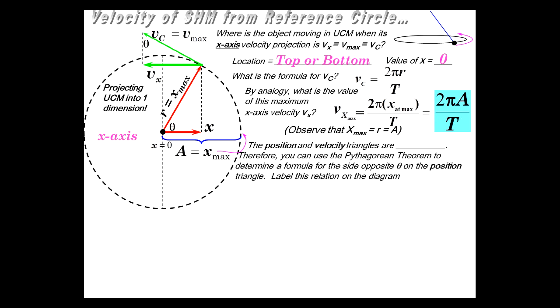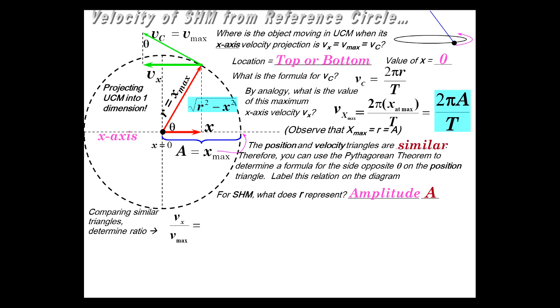Now, the position and velocity triangles. What can you say about this triangle and this triangle? That's right, they are similar. So you can use the Pythagorean theorem to, first of all, it's a 90-degree angle. So you can determine what the value of this is over here, the side opposite theta, and relate these two together. So let's do that. This is the square root of r squared minus x squared. That's the value of this. For simple harmonic motion, what does r represent? The radius, well, it's the value over here, which is the amplitude.